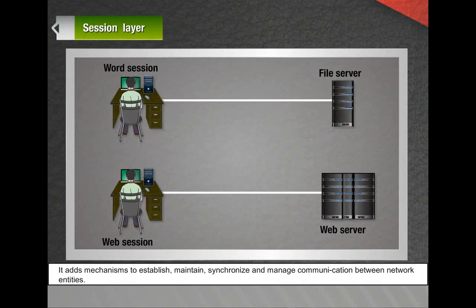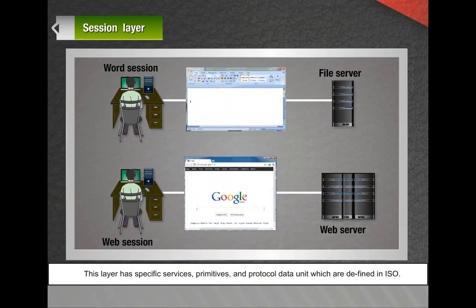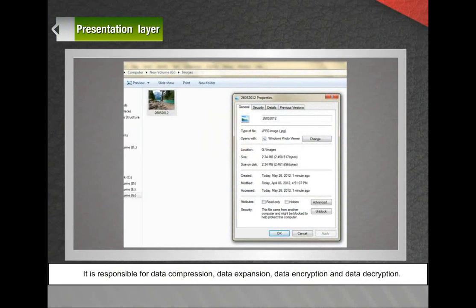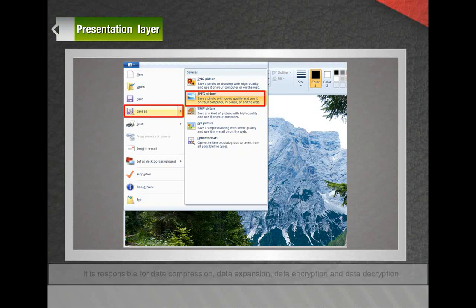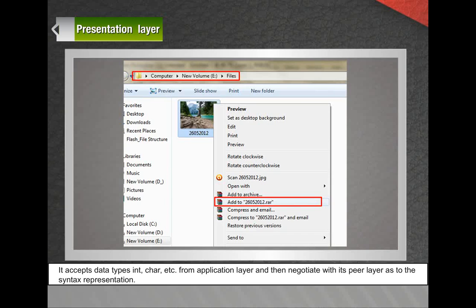Session layer. It adds mechanisms to establish, maintain, synchronize, and manage communication between network entities. This layer has specific services, primitives, and protocol data unit which are defined in ISO. Presentation layer. It is responsible for data compression, data expansion, data encryption, and data decryption. It accepts data types int, char, etc. from application layer and then negotiates with its peer layer as to the syntax representation.